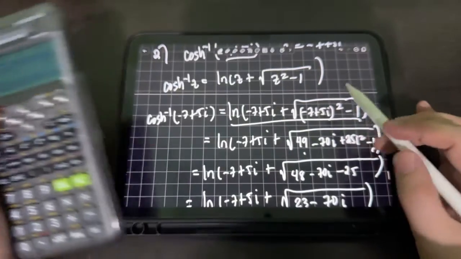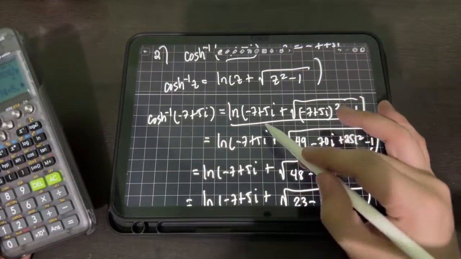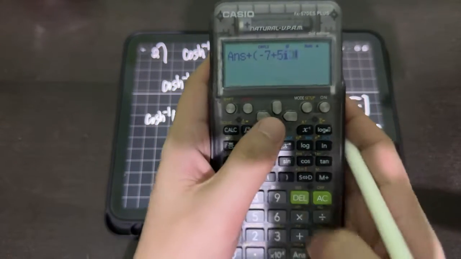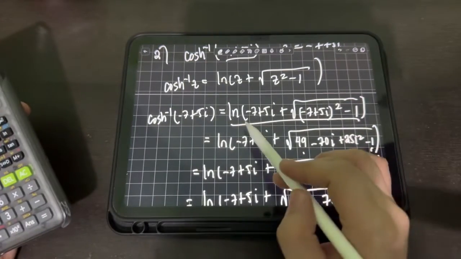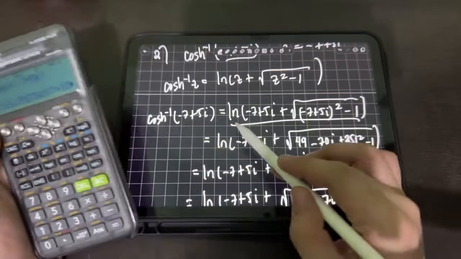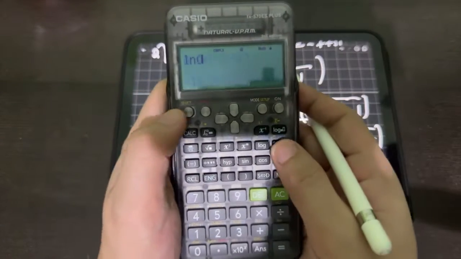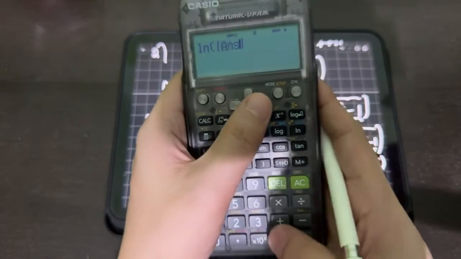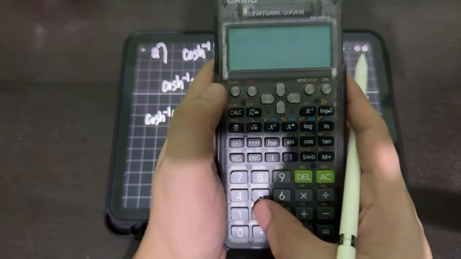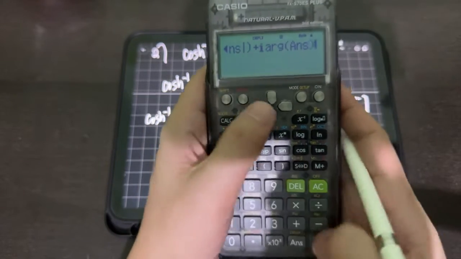Okay, so this is the answer for the second square root. You add it again with negative 7 plus 5i, so plus quantity negative 7 plus 5i. So this is the answer for the expression inside the ln. Then get the ln of this. So ln of, shift hyp, Ans plus i, shift 2, argument of the Ans.